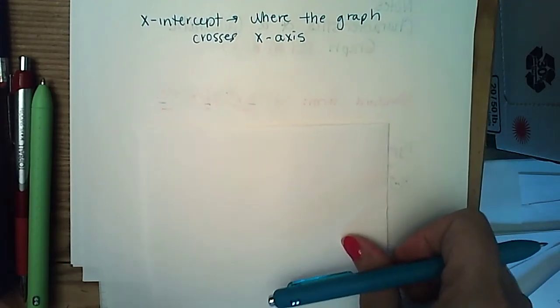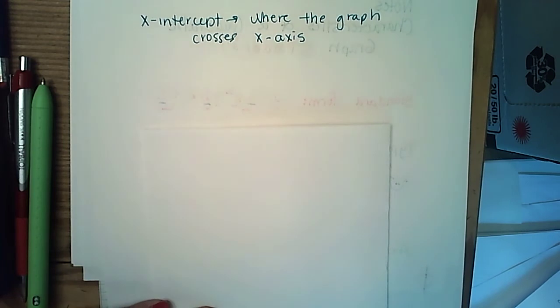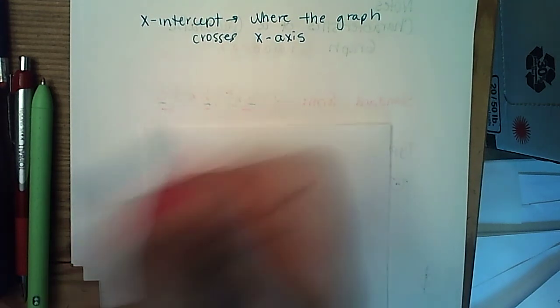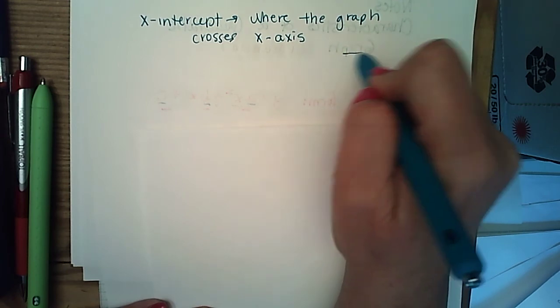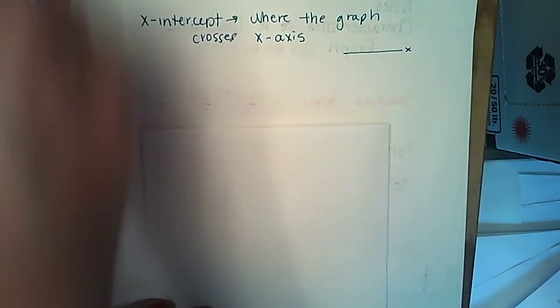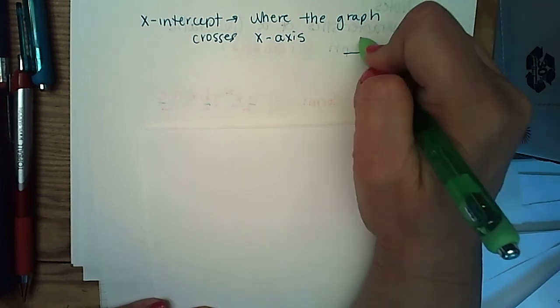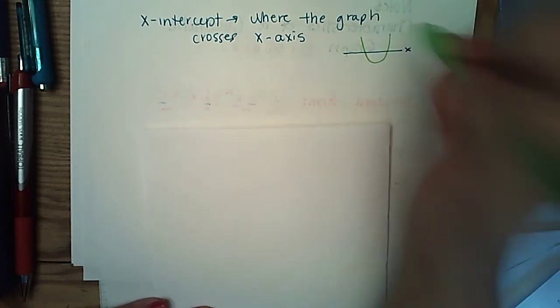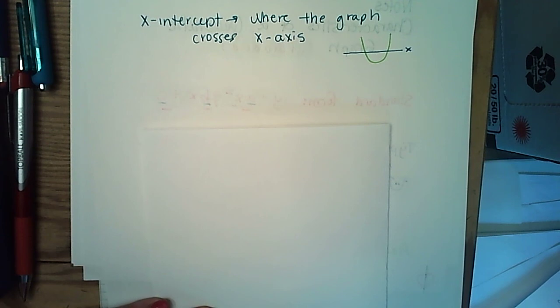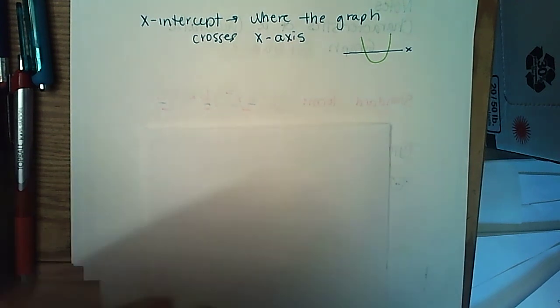All right, our next vocabulary word is our x-intercept. Our x-intercept has not changed since the beginning of the school year. He is still where it crosses the x-axis. When we have a parabola, if this is my x-axis, my parabola can sit in three different places. He can make a U like this, and he can cross the x-axis in two places and have two solutions.